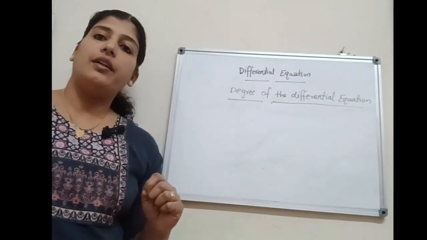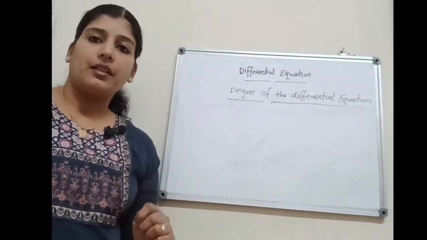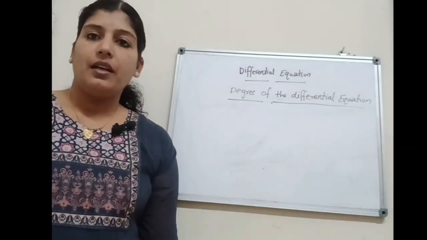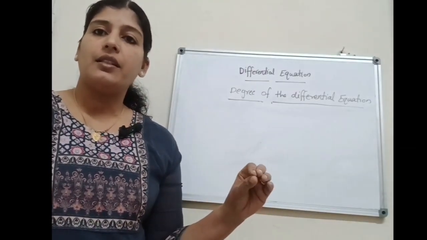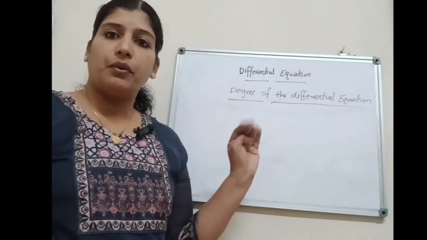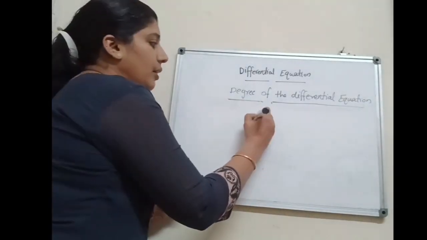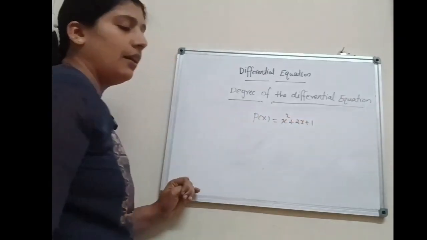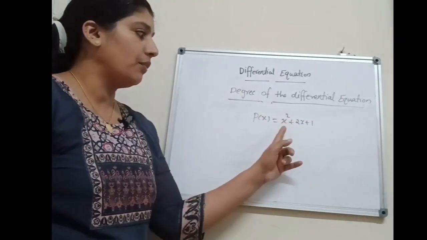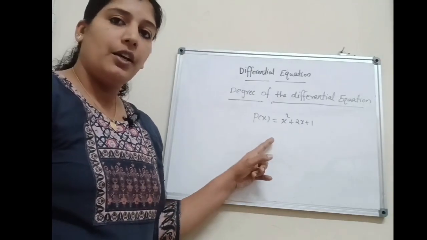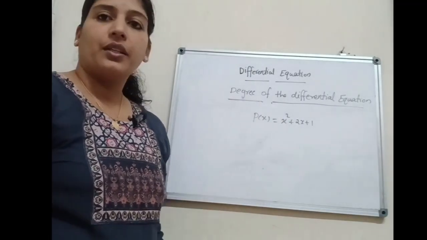Therefore, to define the degree of the differential equation, first we have to consider the degree of a polynomial equation. How can we find out the degree of the polynomial equation? The degree of the polynomial equation is the highest exponent of the variable. Let us consider p of x equal to x square plus 2x plus 1. Here we can check the highest exponent of the variable x. Here the highest exponent is 2. Therefore, the degree of the polynomial equation is 2.